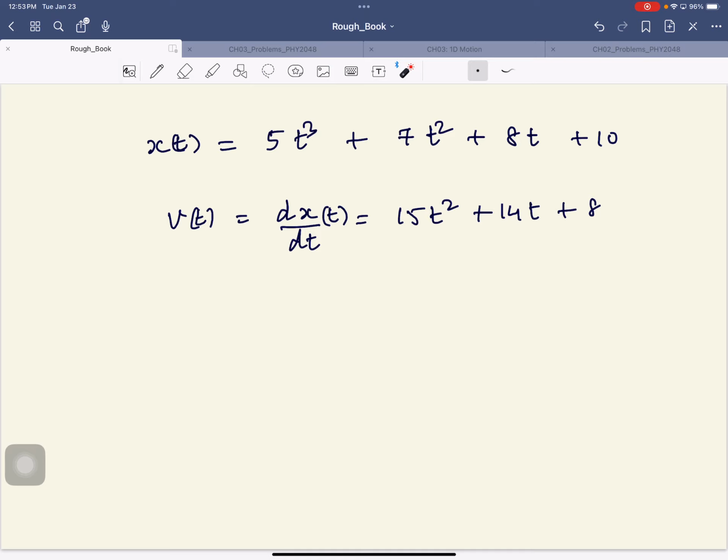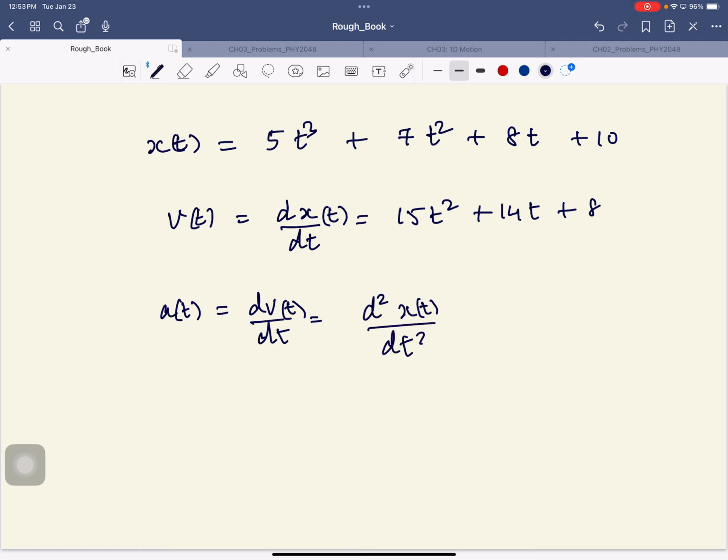You will learn acceleration is dv by dt, which is the second time derivative of position with respect to time. Who's got this? 30t plus 14. Generally this is all we're interested in, the velocity and acceleration. If you take the time derivative of acceleration, and this thing is actually called a jerk.